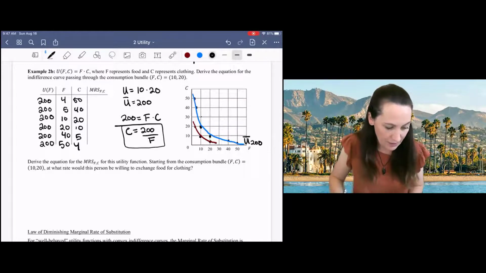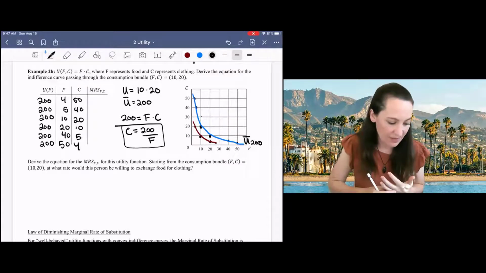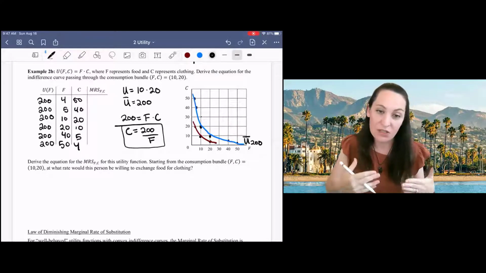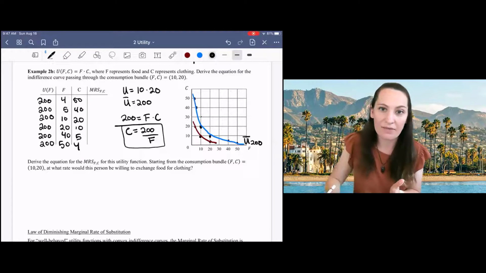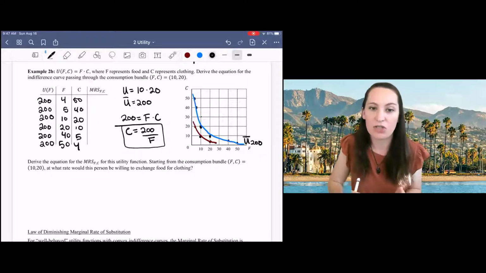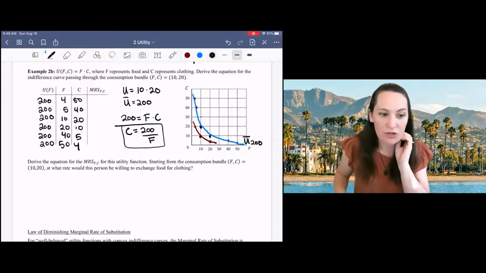So notice that we have this shape where the slope is getting flatter, so that tells me something: that my marginal rate of substitution is going to be decreasing with consumption. So as I consume more F, my marginal rate of substitution, the slope of my indifference curve, will be going down, getting smaller.